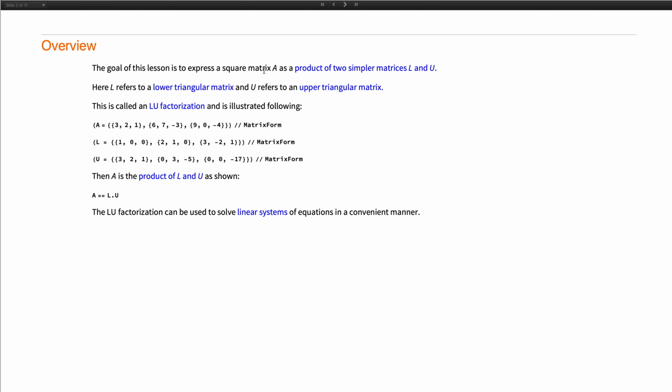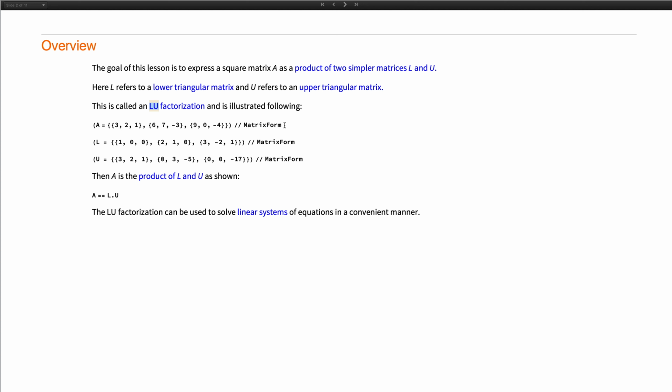So the goal of this lesson is to express a square matrix A as a product of two simpler matrices, which I'm going to call capital L and capital U. Now, the letter L refers to what we would call a lower triangular matrix, while the letter U refers to an upper triangular matrix. So that's what is called an LU factorization.